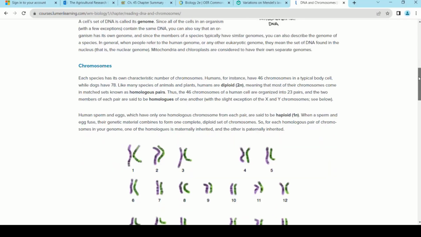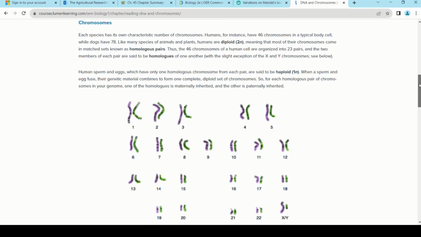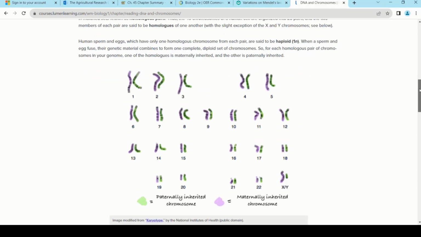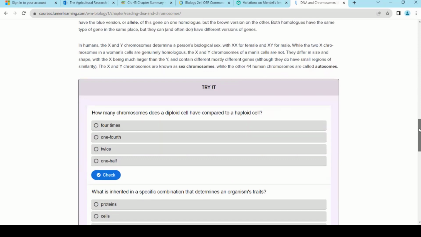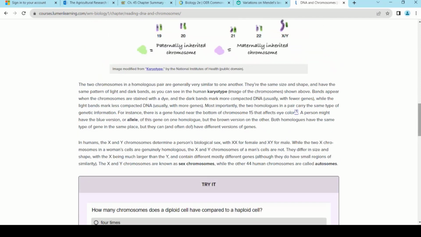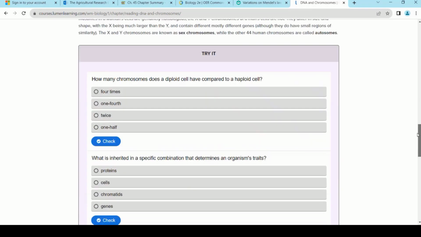So we did talk about the chromosomes. Each species has its own chromosomes, and humans are diploid, which is regarded as 2N, and the matched sets of homologous pairs. I'm not going to go through all of this because there are slides about this which I've just shared today, and she's going to share with you.